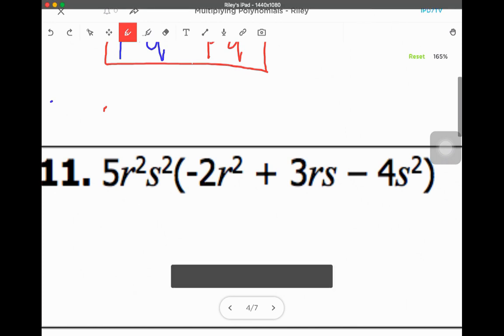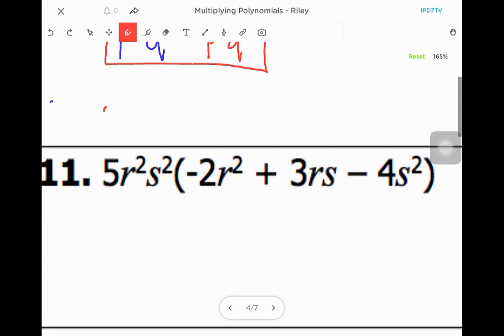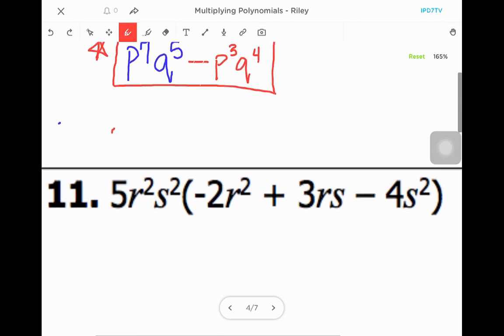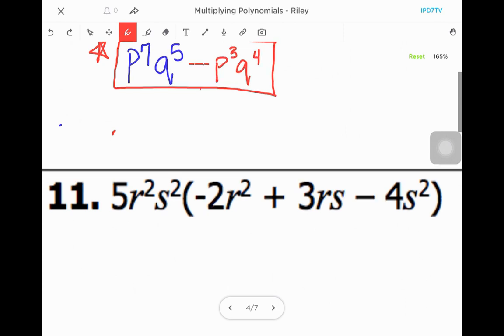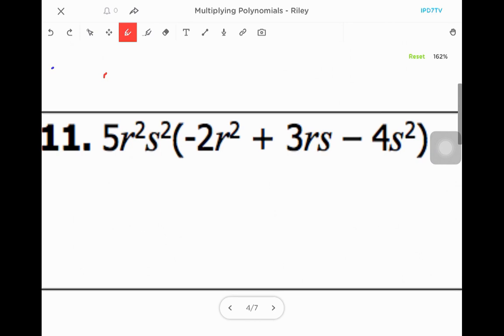All right. So, number 11, we have 5r squared times s squared times all that stuff that's in your parentheses. We have to be able to multiply these in. Okay, so let's do our coefficients first, those numbers out front of the variables. So 5 times a negative 2, well, that gets me a negative 10.